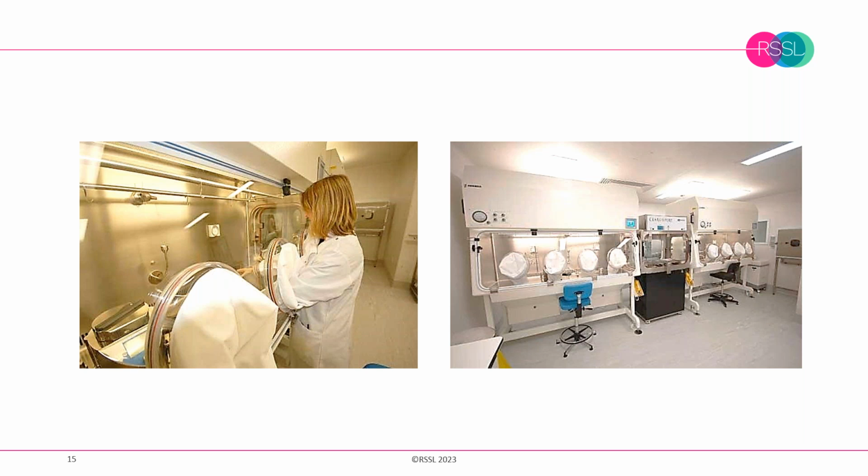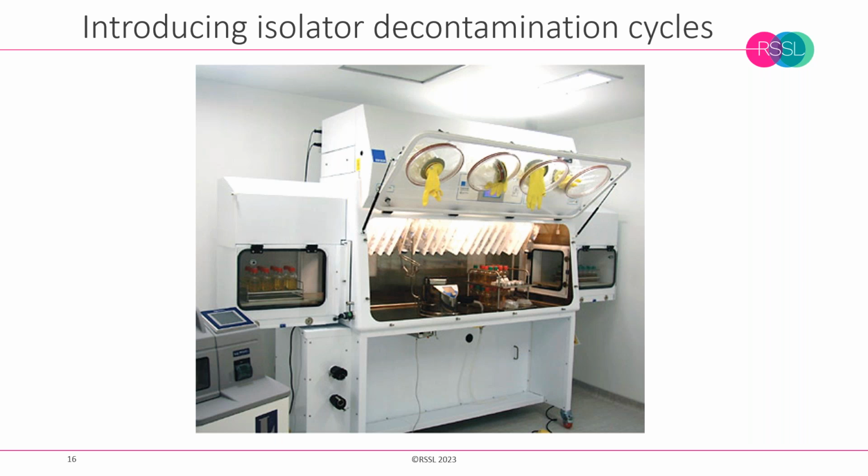So here's an illustration of the isolators that we're looking at. So we've got these two isolators with a decontamination chamber in the middle, and out of sight is a gas generator to produce the hydrogen peroxide vapor. So we begin by looking at isolator decontamination cycles, and it's important to have a look at these steps prior to discussing the validation and operational requirements of the isolator itself.